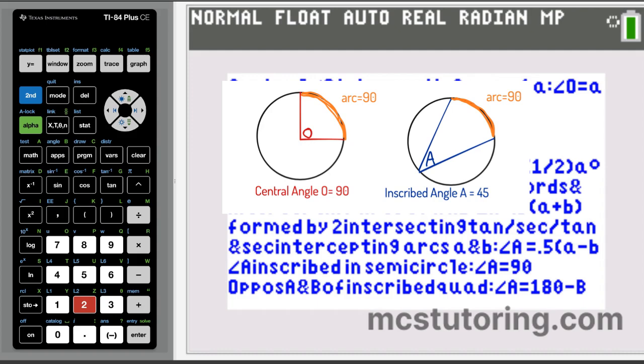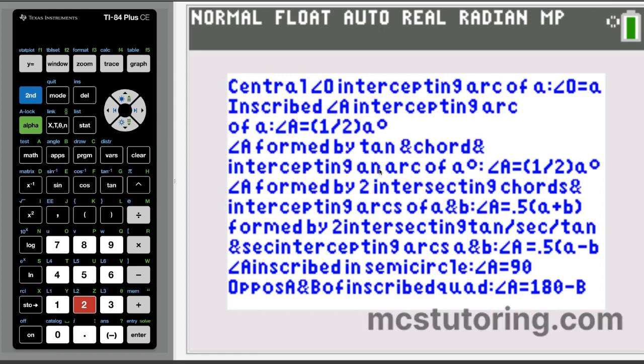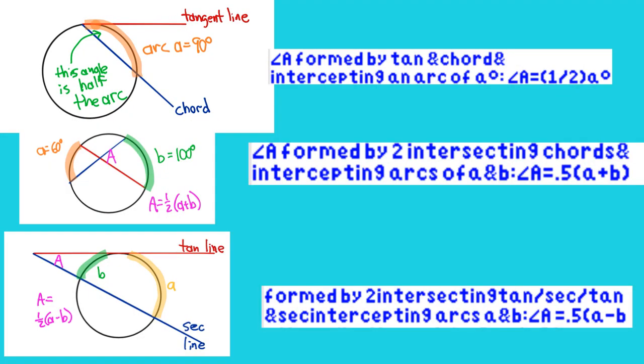So think of some deranged pizza slicer cutting a slice of pizza all the way from the other side of the pizza. So that'd be half of A. I'll maybe include an image of that right here. Then we have angle A formed by a tangent and chord intercepting an arc of A. A lot of these are a little complicated. I'll try to include visuals of these. Let's just continue.